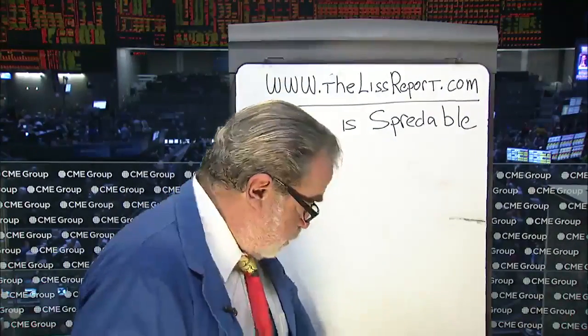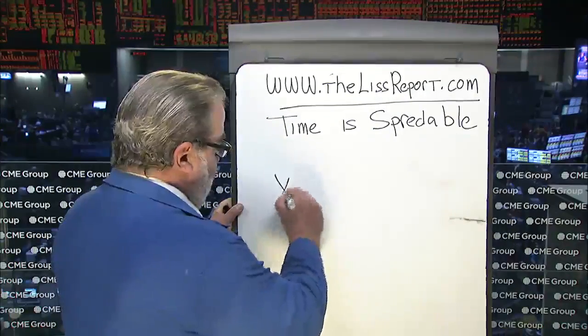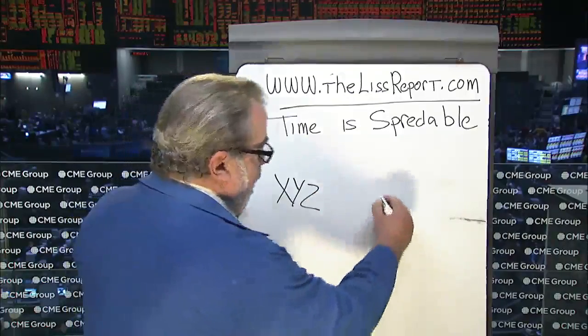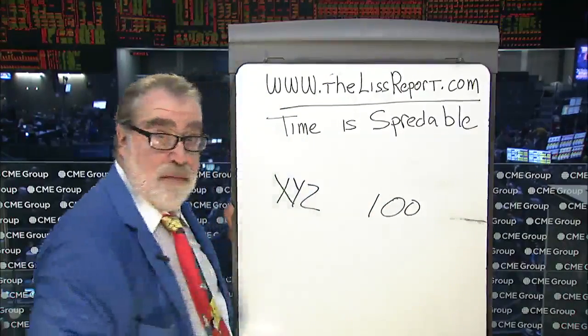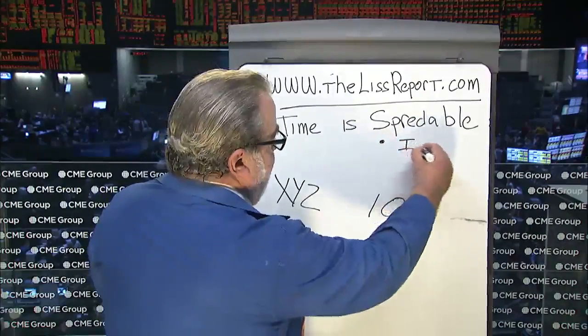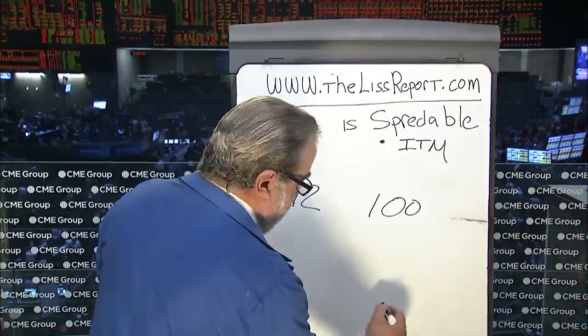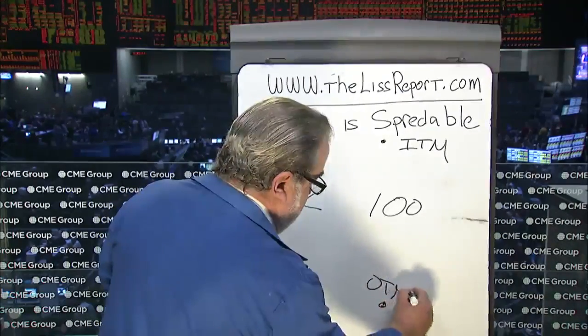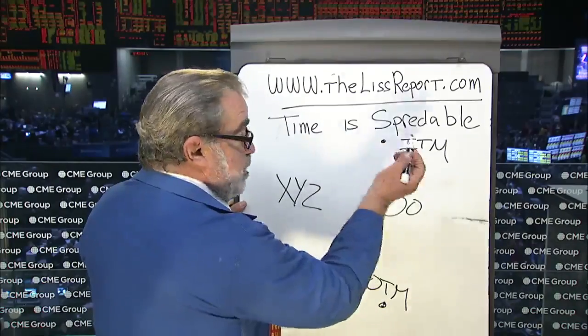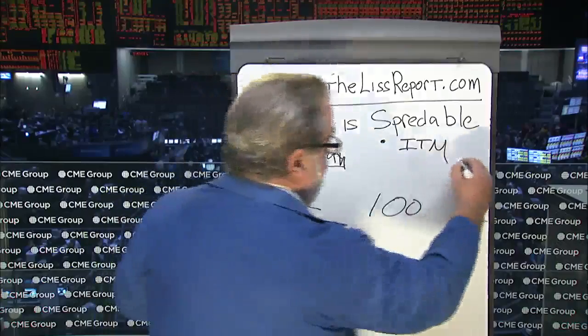How do I know this? Well, we can do this logically. Let's look. We will take a mythical index or stock, XYZ. It's trading at 100. And we have the super deep in the money, and we have the super far out of the money, and we have here, let's say, the January and the Aprils.